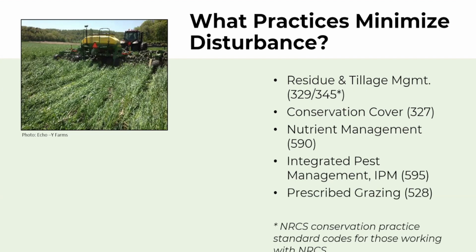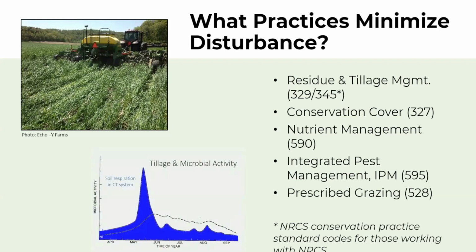So that you can look up the most recent practice standard. Residue and tillage management is the NRCS term for no-till or reduced till. When we reduce our tillage, that really decreases disturbance. Conservation cover is basically perennial cover of soil. Nutrient management is a great way to reduce chemical disturbance. Integrated pest management is a great way to decrease chemical disturbance. Prescribed grazing is a way to improve grazing, so there's less of a disturbance from that. So all of those practices are ways to minimize disturbance.